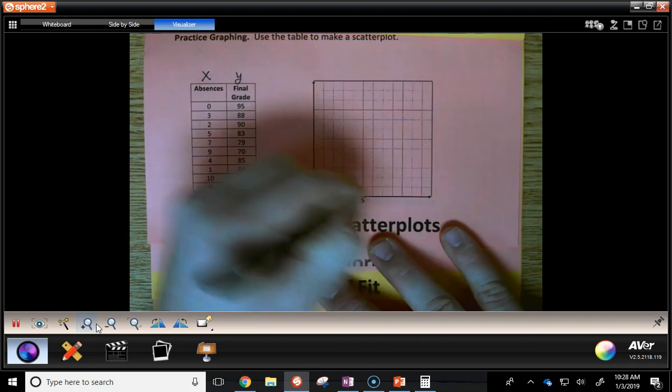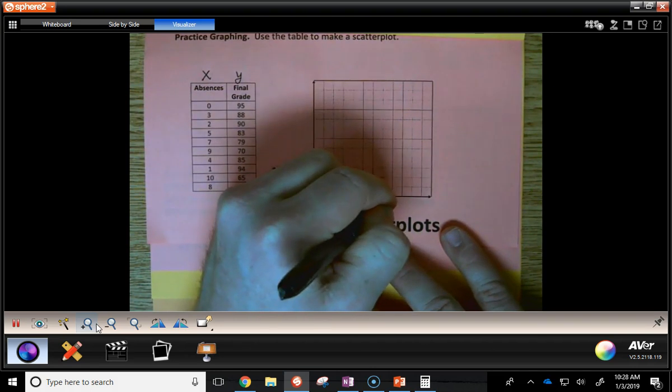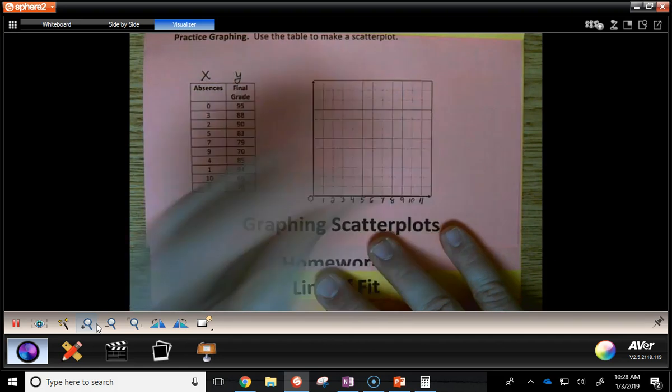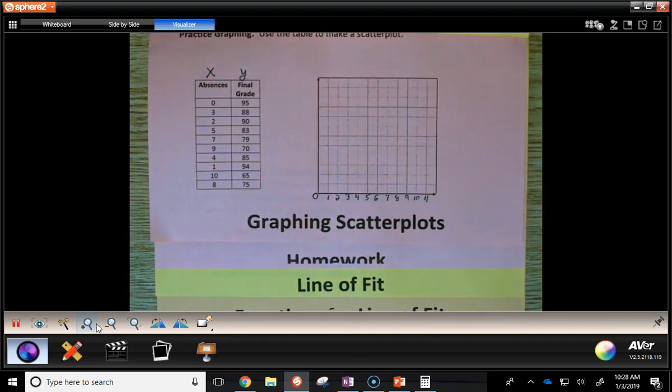And the reason I can do this is like we just said, I only need 10 absences, and we have room to do 12. So I don't have to do any work. I'm going to label it. My x-axis, each line is 0, 1, 2, 3, 4, 5, 6, and so on. Easy.